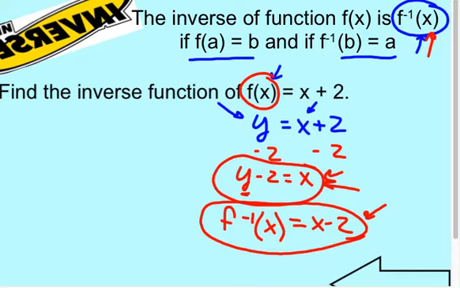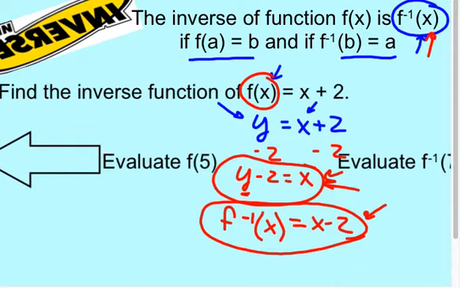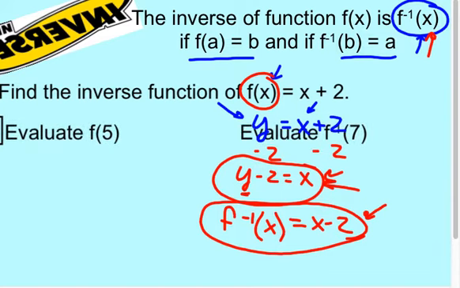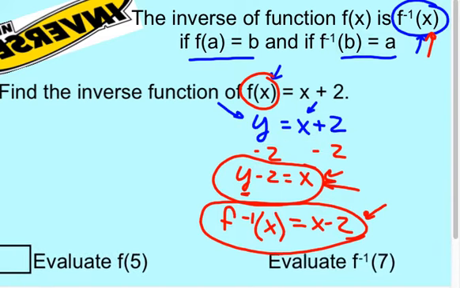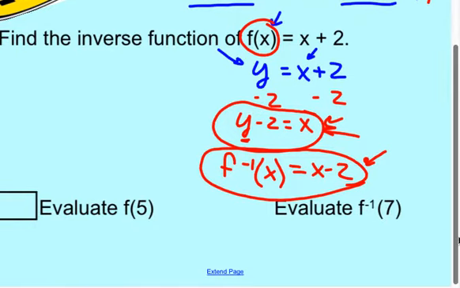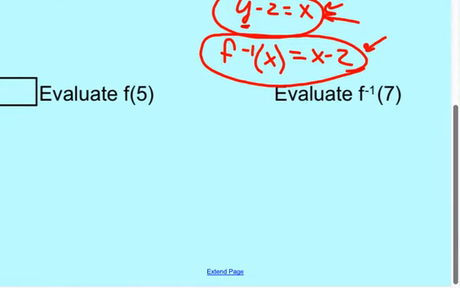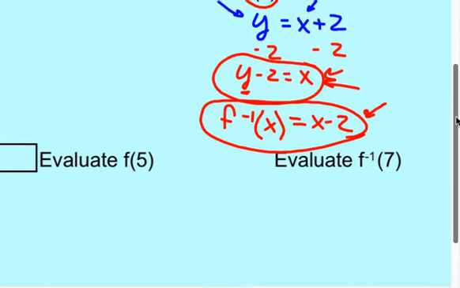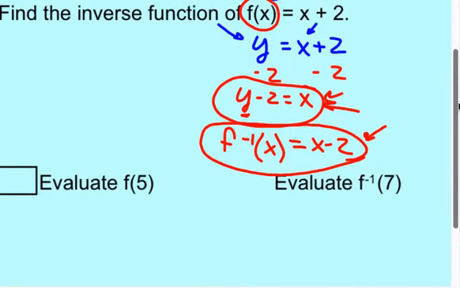So what's the big deal with that? Well, here's why. It says find the value of f(5), and then find the value of f inverse of 7. You kind of see something here. Our first function is f(x) equals x plus 2. So I want to find f(5). Plug 5 in for x. I get 5 plus 2, or 7.